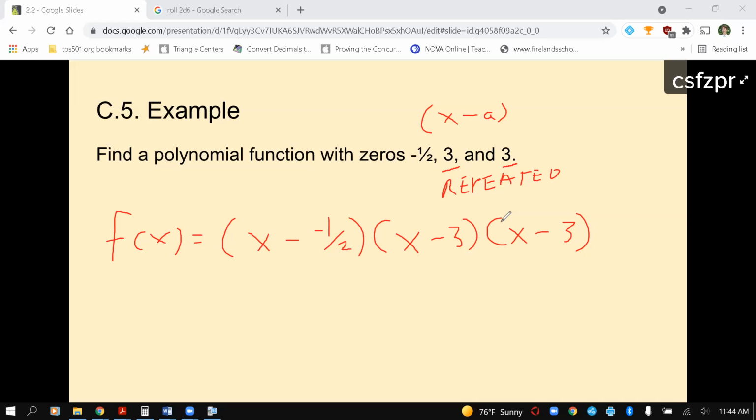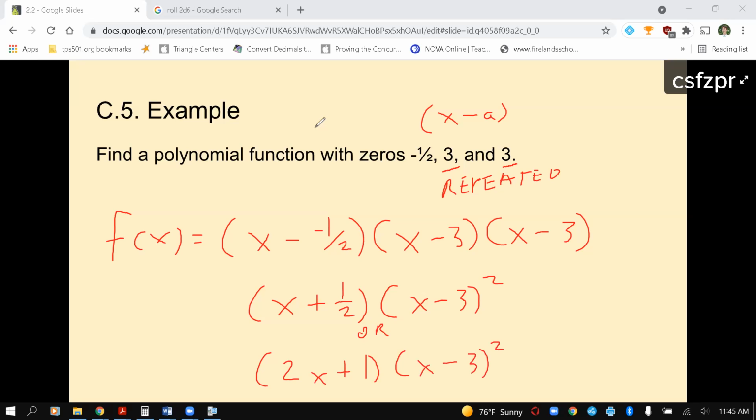There are a few things we could clean up. This becomes x minus 3 squared. Minus a negative is really positive, right? So then this could become x plus 1/2. The other thing that you can do is if you don't like fractions, you could rewrite this as 2x plus 1. Multiply everything in the factor by the denominator, and then you won't have a fraction anymore. So you could do either one of these two.